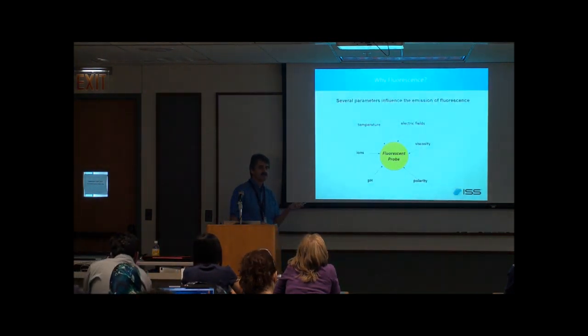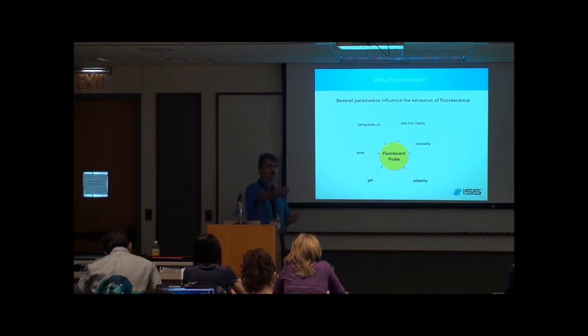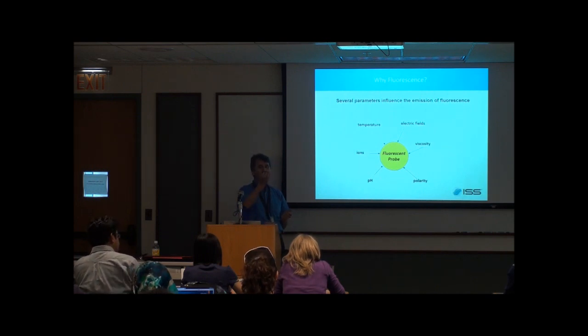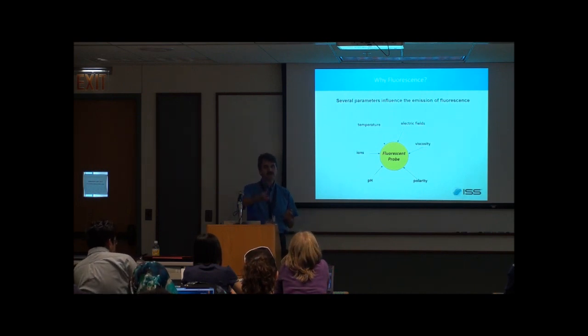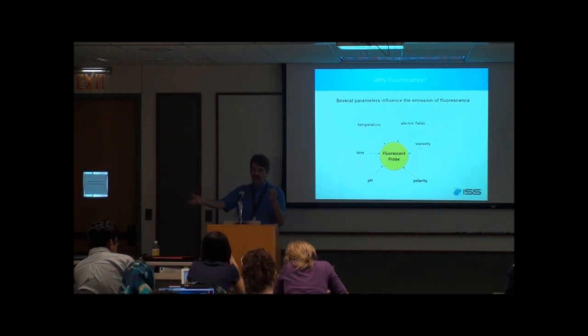Several parameters affect the fluorescence. Here, I just list a few. So if we place a fluorescent probe into a medium, the fluorescent probe characteristics are influenced by the status of the environment, be it the pH, an electrical field, or the polarity.